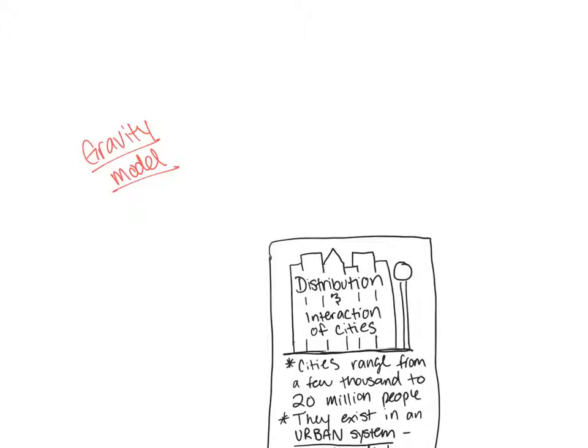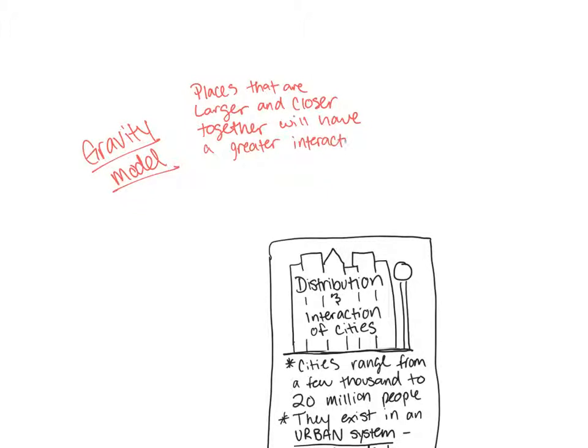So let's write the definition, the model here. So we have places that are larger and closer together will have a greater interaction than places that are smaller and farther apart.